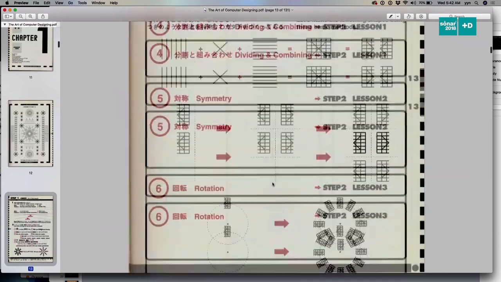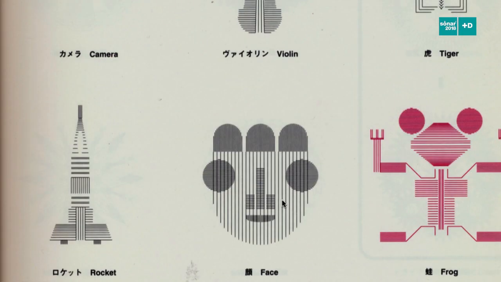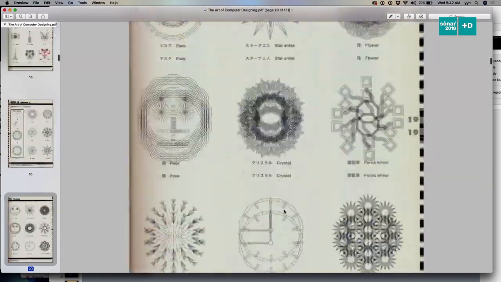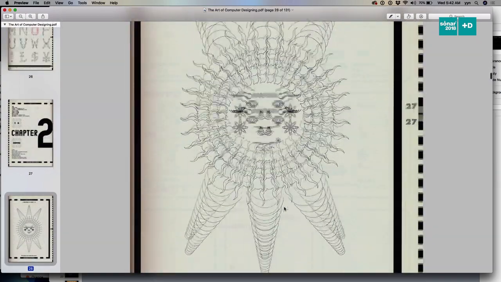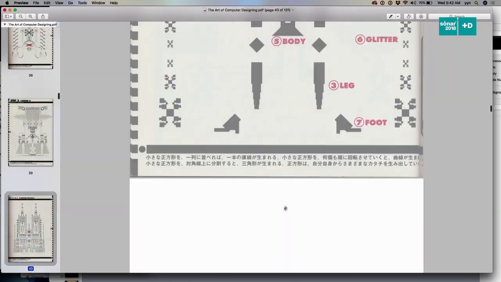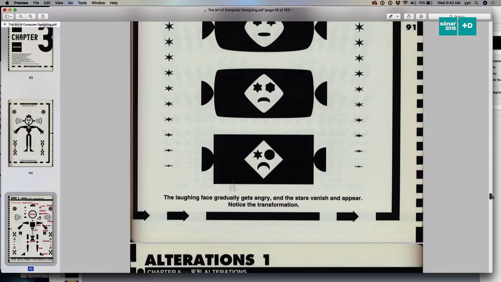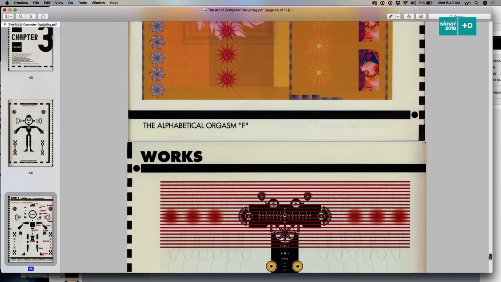The thing about this book is, first I really loved it because it had this beautiful graphical language. And it's all about how to use the computer to make art, how you can use graphics to make interesting forms. I fell in love with how this book looks. But at the end, there's this amazing part of the book.